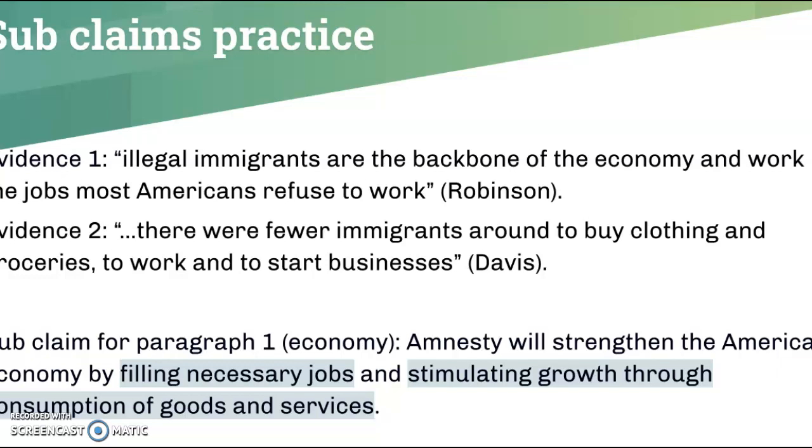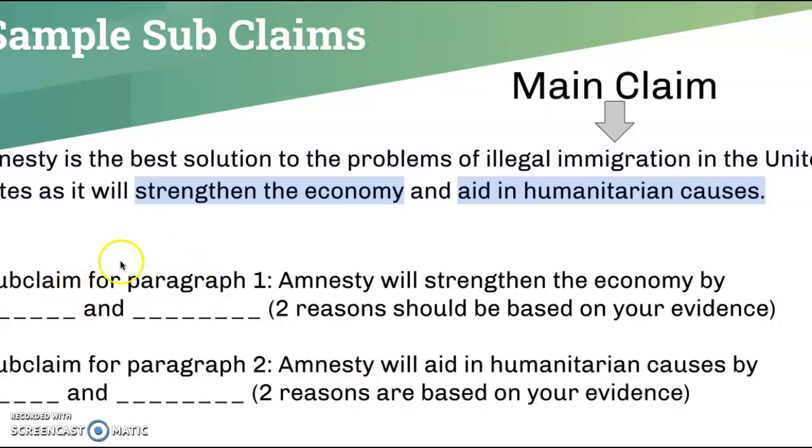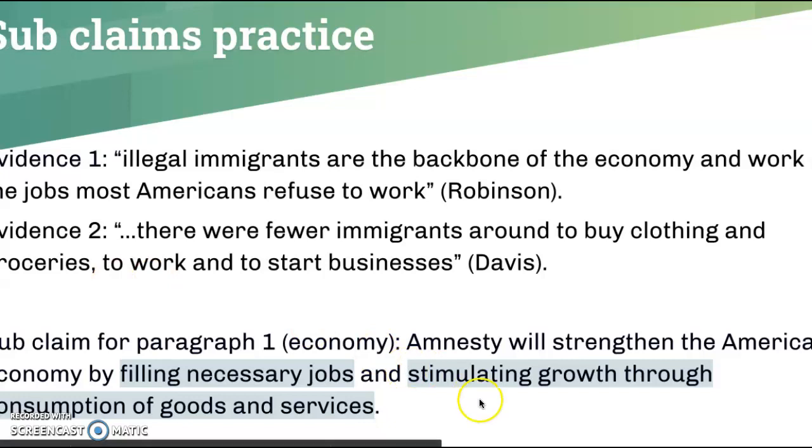So what you really need to do is collect your two pieces of evidence, find out what's the main idea, what's the point that the author's trying to get across with this quote itself, and then plug it into your subclaim, right? So if we go back to our subclaim right here for the economy section, it could look something like this. Amnesty will strengthen the American economy by, we go back to our first piece of evidence, we summarize it, right?